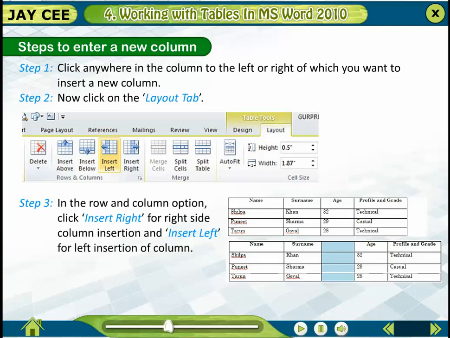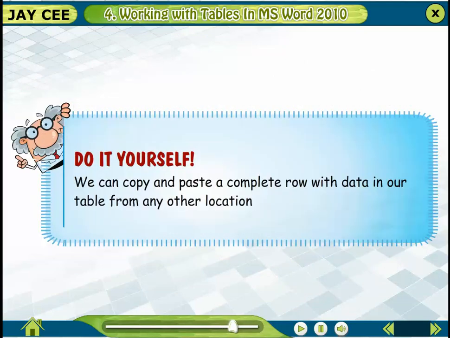Step 1. Click anywhere in the column to the left or right of which you want to insert a new column. Step 2. Now click on the Layout tab. Step 3. In the Row and Column option, click Insert Right for right side column insertion and Insert Left for left insertion of a column. Do it yourself. We can copy and paste a complete row with data in our table from any other location.